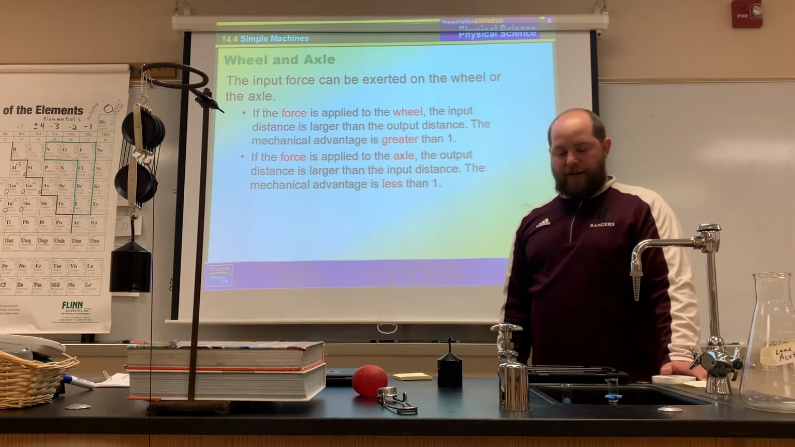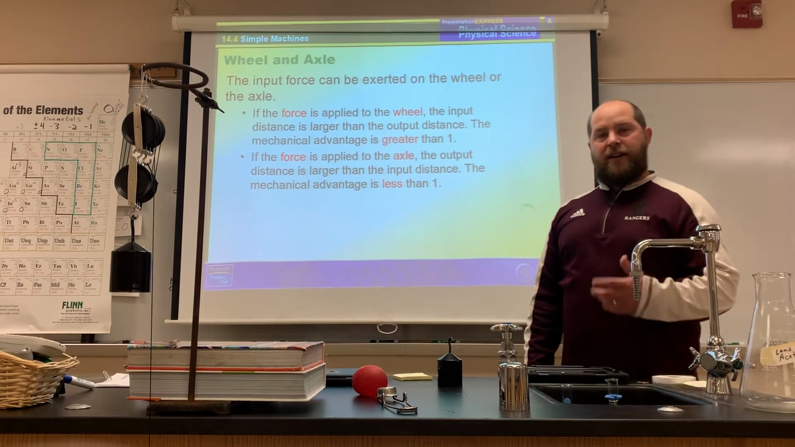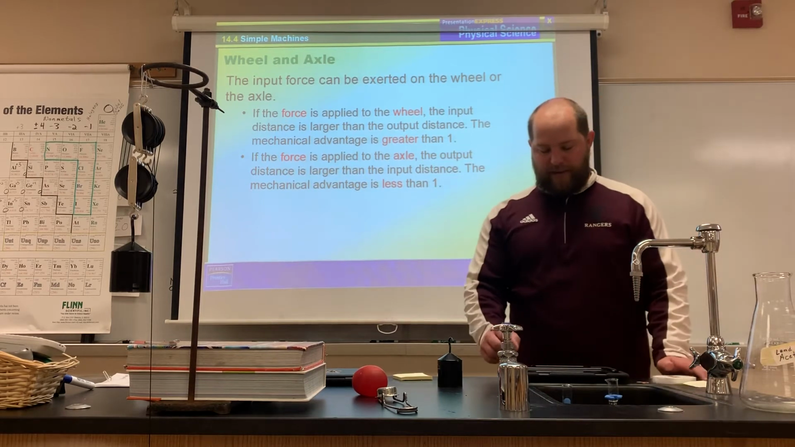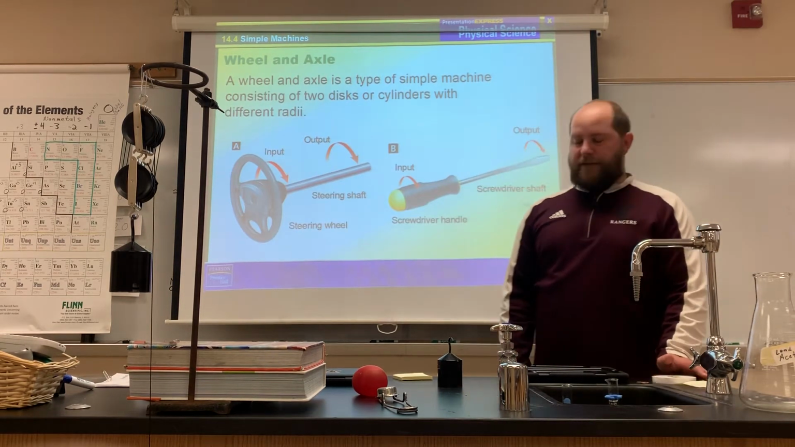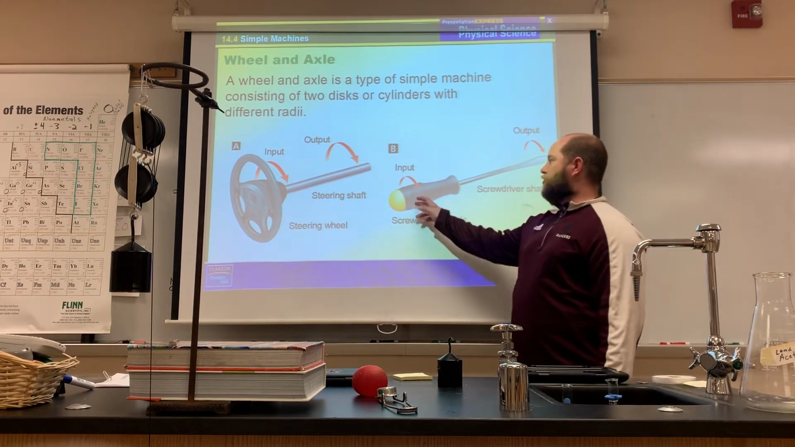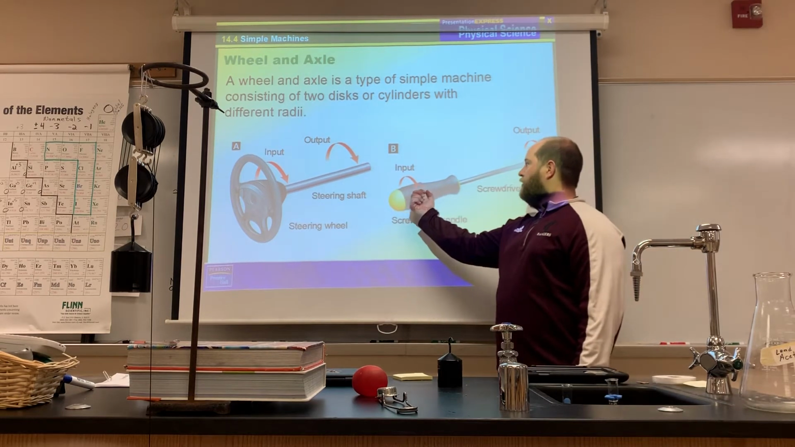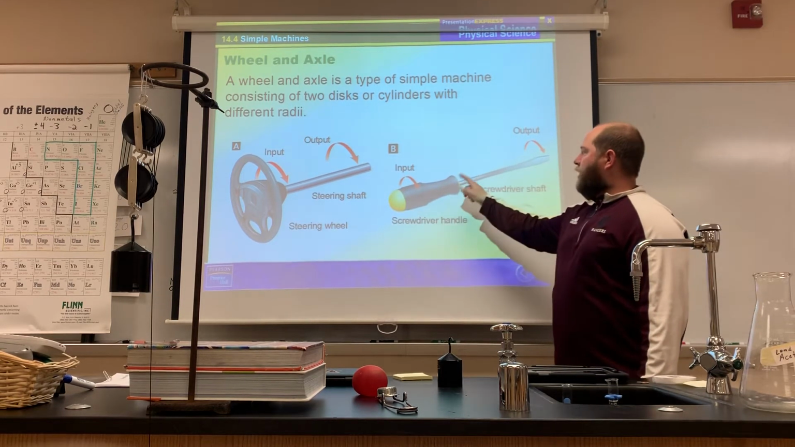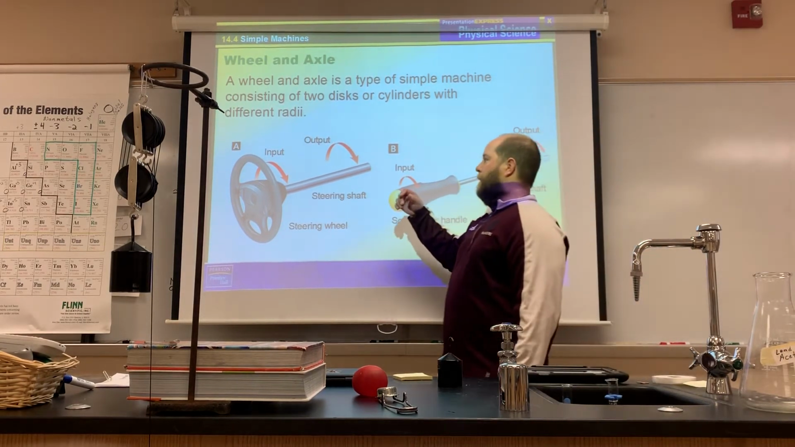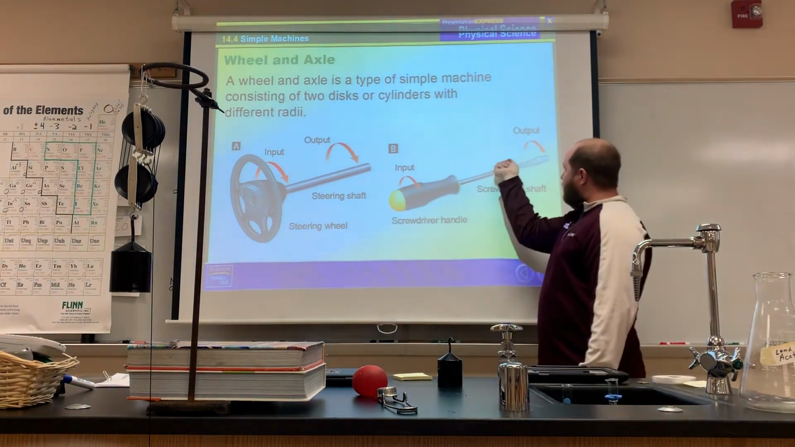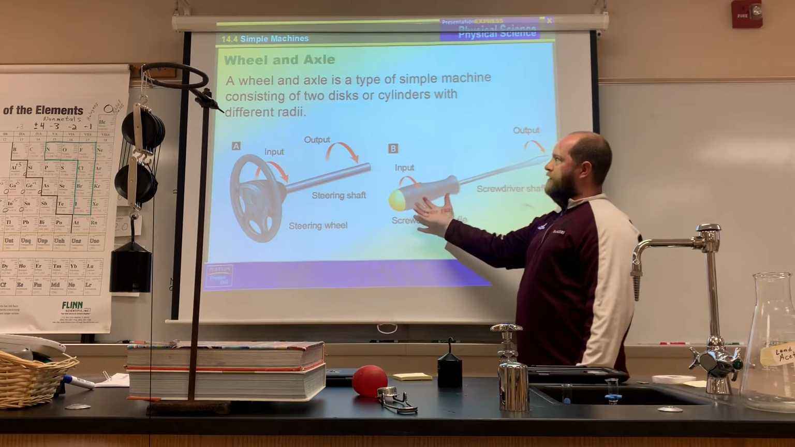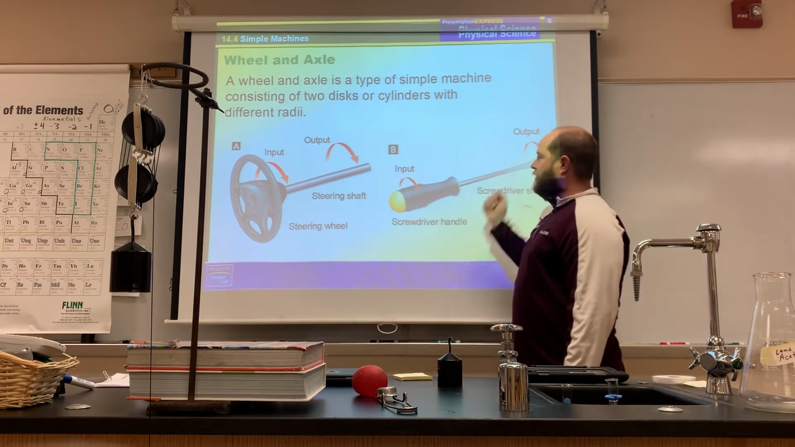So when the force is applied to the wheel, you're going to get a mechanical advantage. But when the force is applied to the axle, you don't get a mechanical advantage. So here are some pictures of a wheel and axle system. Here's a screwdriver. If you use this handle to turn over here, if this is the input and this is the output, you get a greater mechanical advantage. If you actually try to use this to undo the screw, you don't get much of a mechanical advantage. The outer disc needs to be bigger than the inner disc.